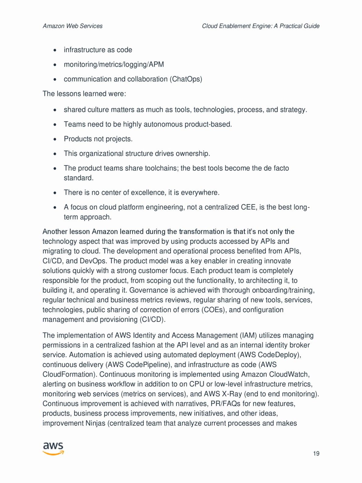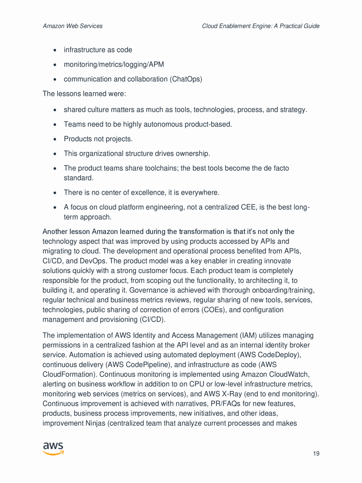Governance is achieved with thorough onboarding/training, regular technical and business metrics reviews, regular sharing of new tools, services, technologies, public sharing of correction of errors, code, and configuration management and provisioning, CI/CD. The implementation of AWS Identity and Access Management, IAM, utilizes managing permissions in a centralized fashion at the API level and as an internal identity broker service. Automation is achieved using automated deployment, AWS CodeDeploy, continuous delivery, AWS CodePipeline, and infrastructure as code, AWS CloudFormation.